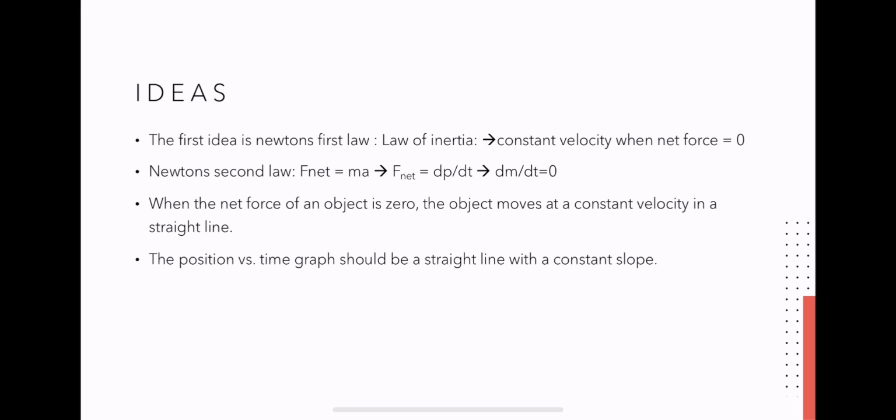Newton's first law is the law of inertia, meaning that constant velocity is when the net force equals zero. Also, Newton's second law, F net equals ma: this is when the net force of an object is zero while the object is moving at constant velocity in a straight line.